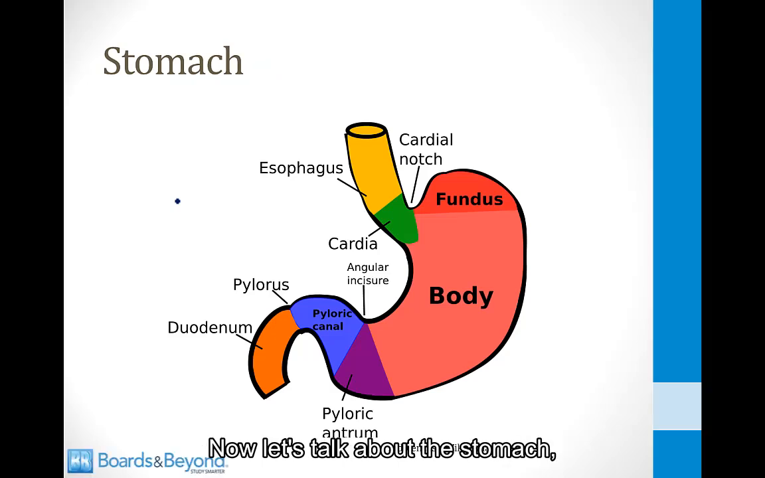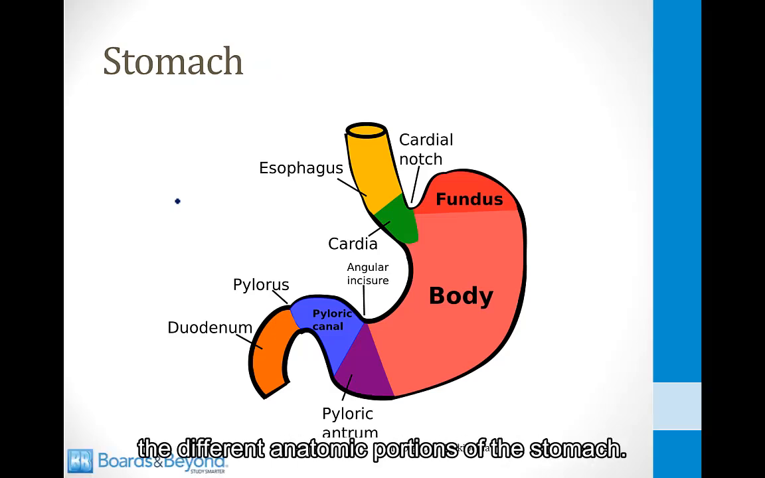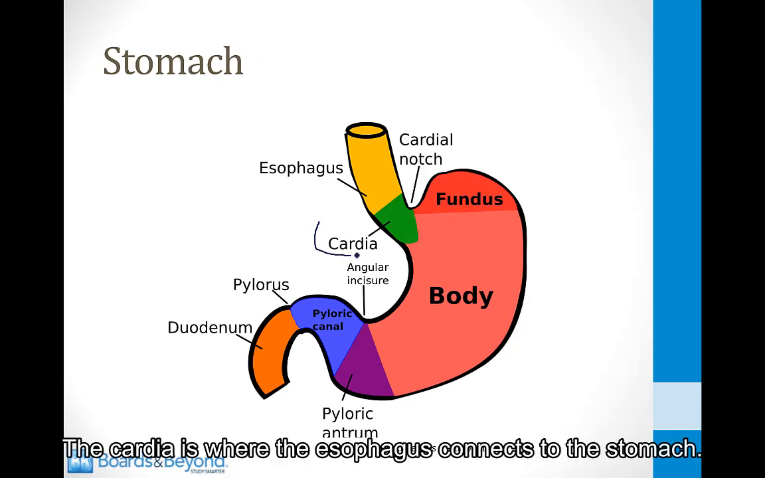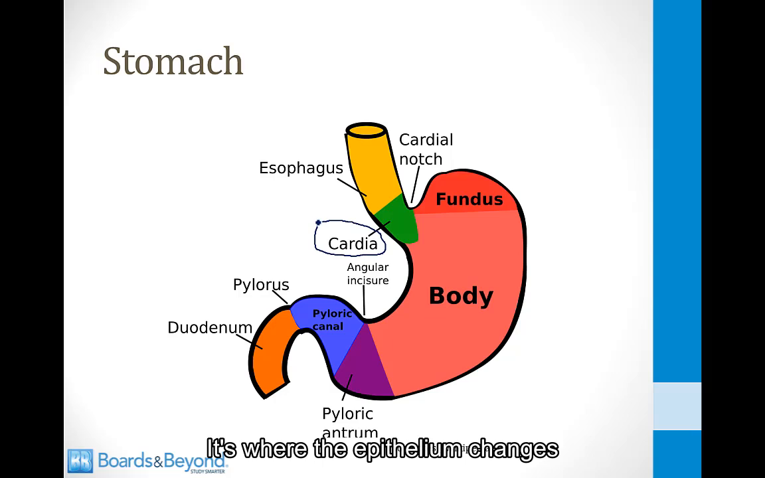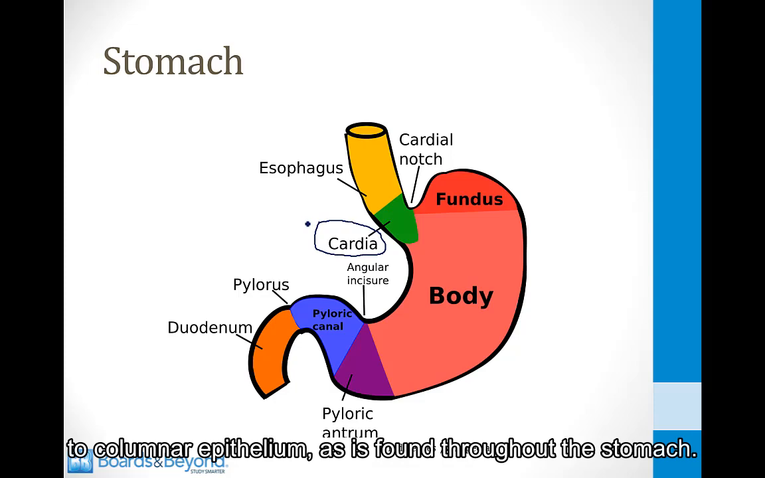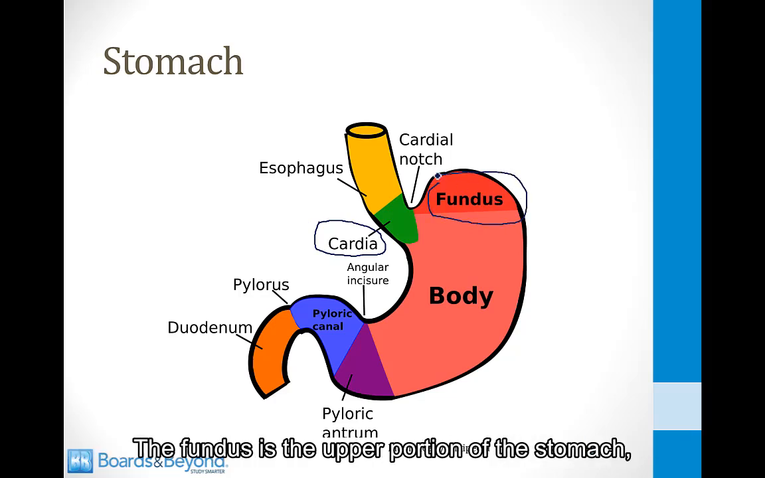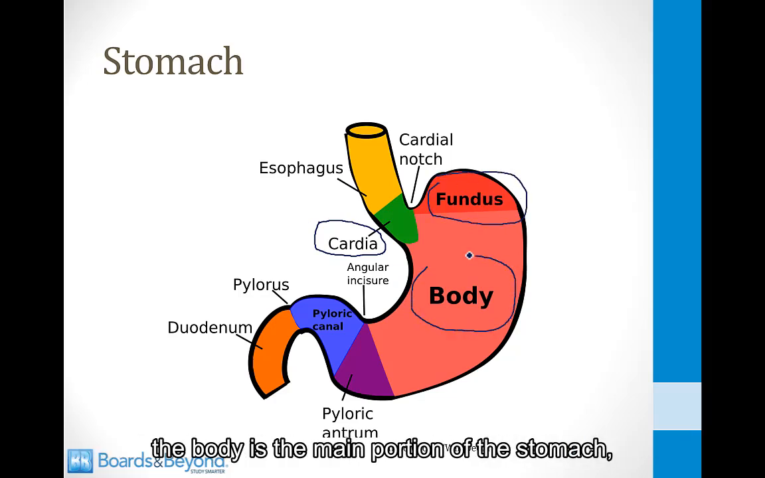Now let's talk about the stomach, and let's start by defining the different anatomic portions of the stomach. The cardia is where the esophagus connects to the stomach. It's where the epithelium changes from stratified squamous epithelium like we saw before in the esophagus to columnar epithelium as is found throughout the stomach. The fundus is the upper portion of the stomach. The body is the main portion of the stomach.